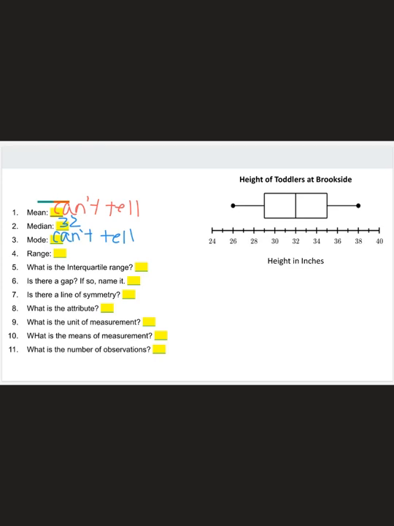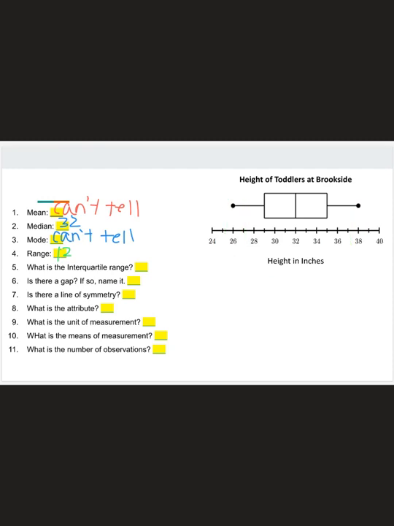For finding range, we can do this, right? You take your maximum, 38, and you subtract your minimum, 26. So our range would be 12. So number 4, range is 12.